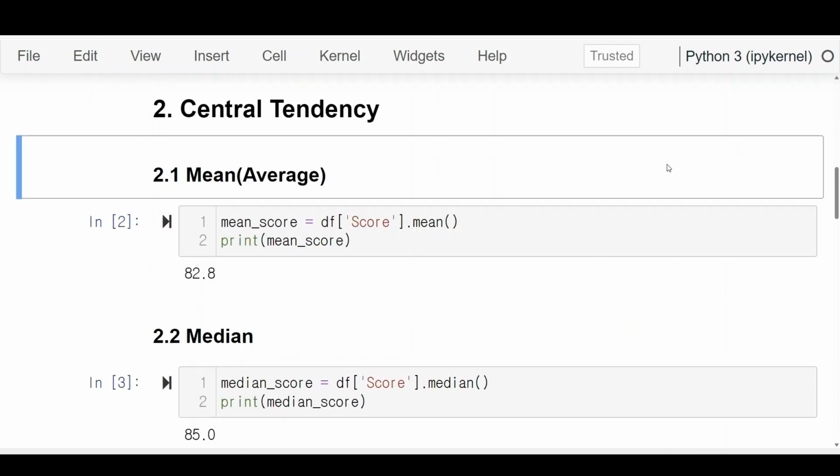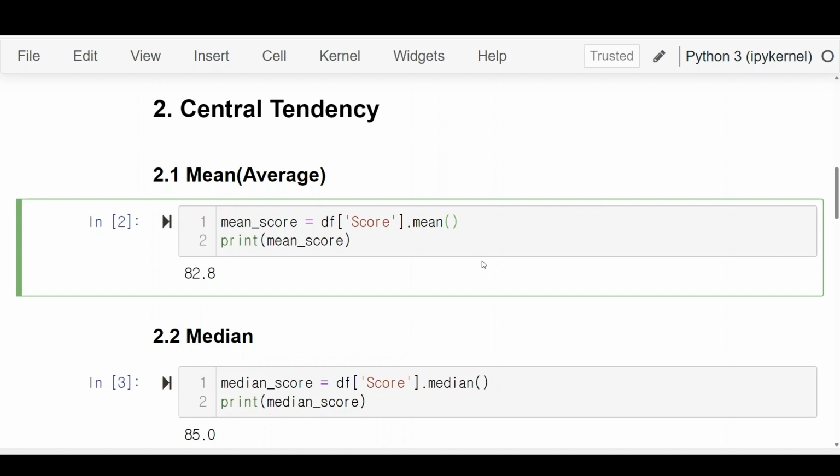Let's talk about the mean, also called the average. We calculate it by adding all the scores together and then dividing by the number of students. In pandas, we can simply call .mean on the score column. Here, we get 82.80. That means, on average, our students scored about 82.8 points.